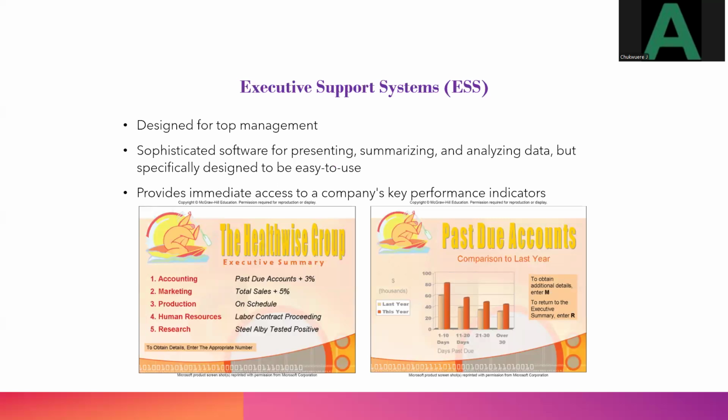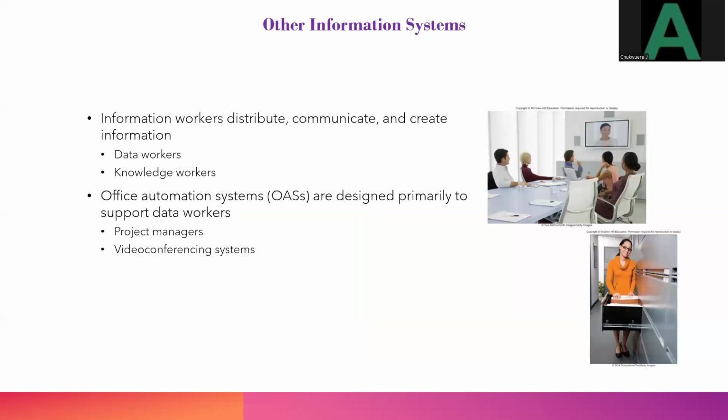We come now to the executive support system, which is designed for the top managers, people at the top, the CEOs and all the rest of them. It is sophisticated software for reporting, summarizing and analyzing data, but designed to be easy to use, so that managers can get a realistic view of how the company is performing. It provides immediate access to the company's key performance indicators. As you can see here, what is happening, which product is doing well, which branch is doing well, and all that.